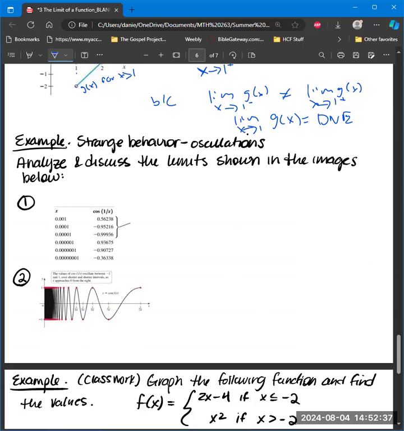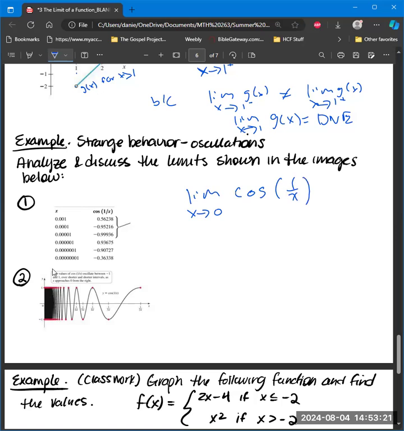All right, we have some strange behavior that happens sometimes, like oscillations, and things will start oscillating really quickly and we can't see what's happening on the graph. We try and use our table method sometimes to help us analyze and discuss the limits shown here in this image. This is actually the image of cosine of 1 over x. And we want to look at what happens as x approaches 0. And so the limit as x approaches 0 of cosine of 1 over x.